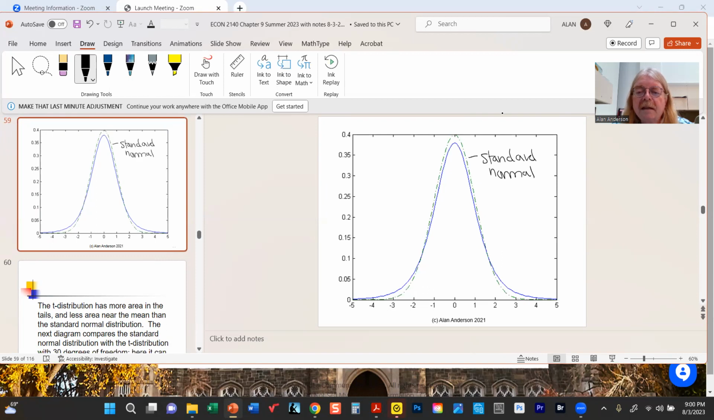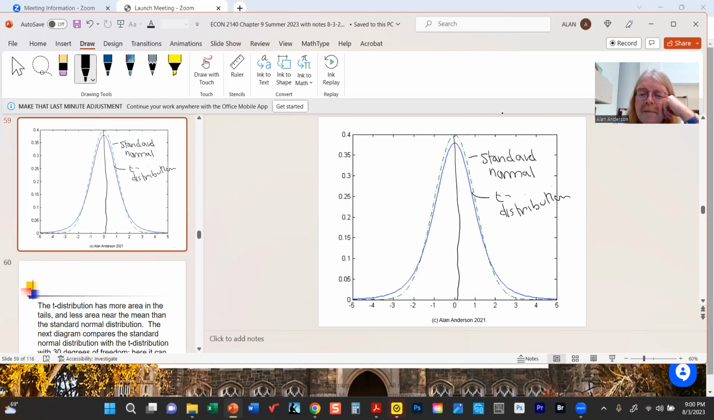And you can kind of see that they're not very different, are they? They have a lot in common. Both of these have a mean of 0, if you notice. They're both symmetrical about the mean, and they're both described by bell-shaped curves. So in that sense, they're identical to each other.